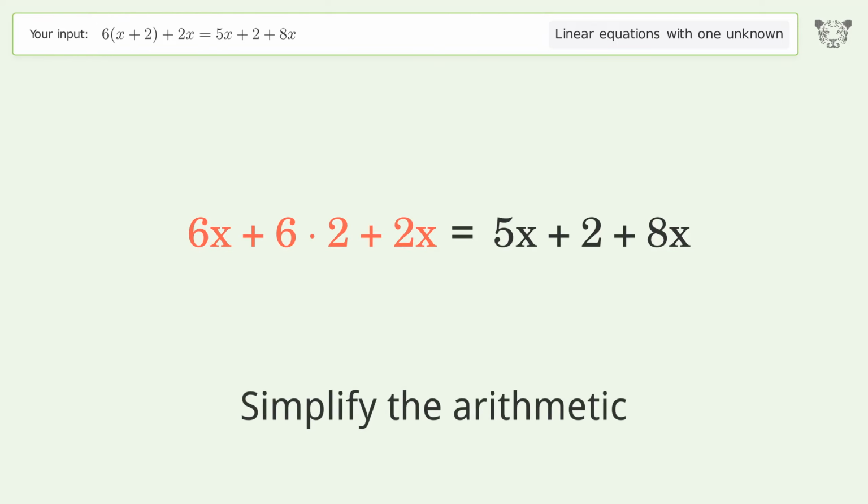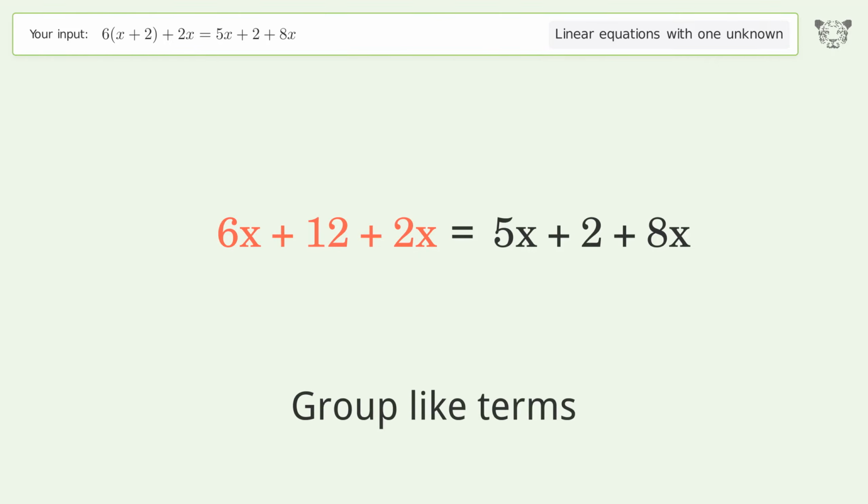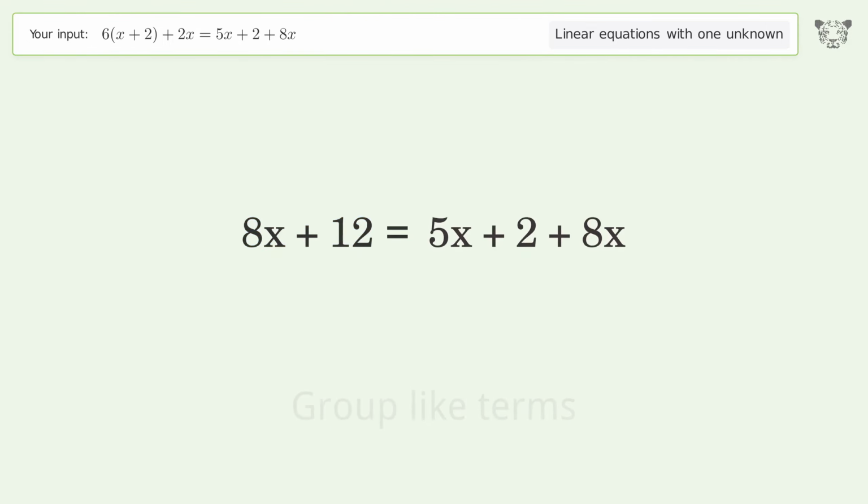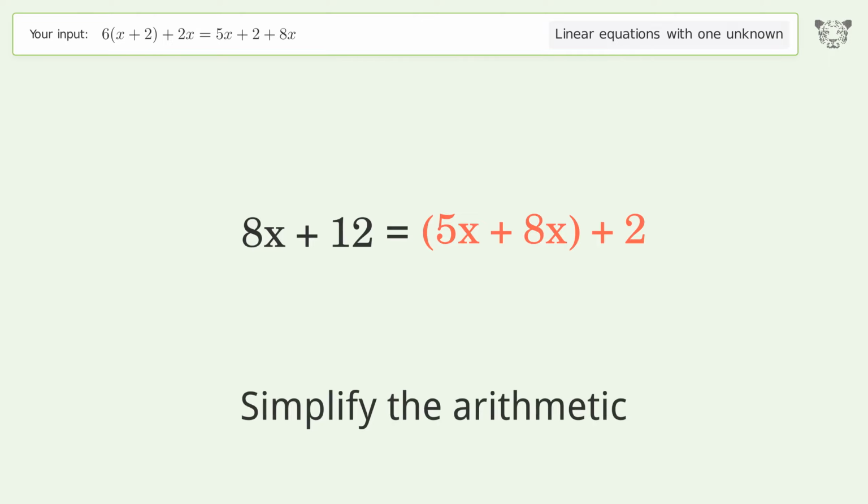Simplify the arithmetic. Group like terms. Combine like terms. Group like terms. Simplify the arithmetic.